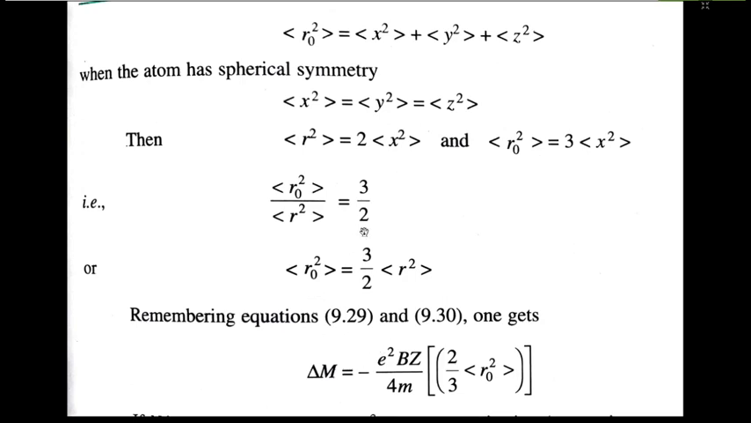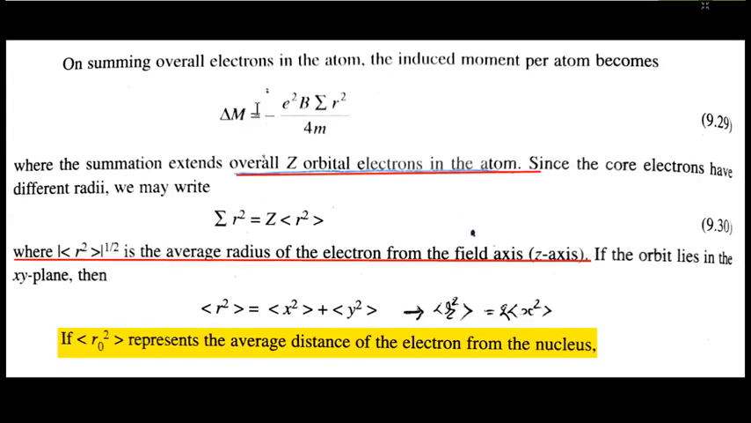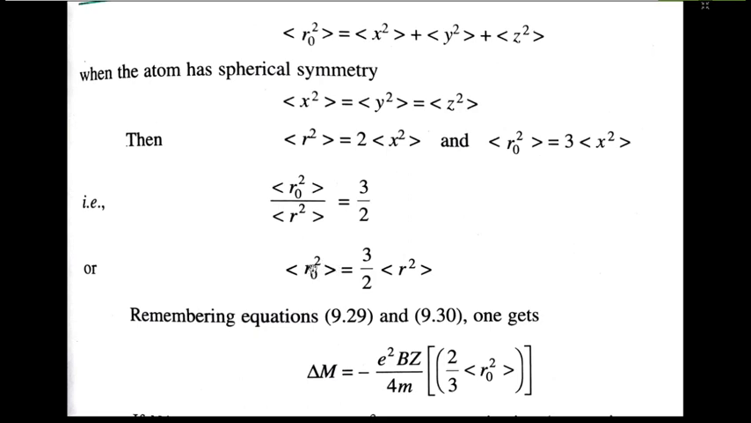So if you look at the previous equation, delta m is equal to e square B sigma of r square by 4m. This sigma r square is replaced by z times the average r square, and now this average r square is replaced in terms of r0, the positioning vector of the electron. That's why r0 square can be written as 3/2 of the average value of r square. And if I want to replace r in terms of r0, it would be 2/3 of the average r0 square, and that would give the net magnetization of a diamagnetic material.